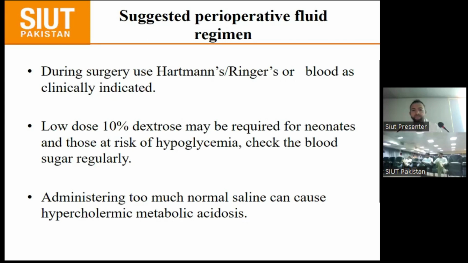So during surgery, use of Hartmann or Ringer or blood is clinically indicated. Low dose of 10% dextrose saline may be required per unit, and for those at risk of hypoglycemia, check the blood sugar regularly. Administering too much normal saline can cause hyperchloremic metabolic acidosis.